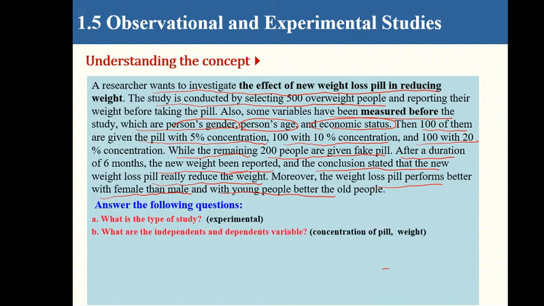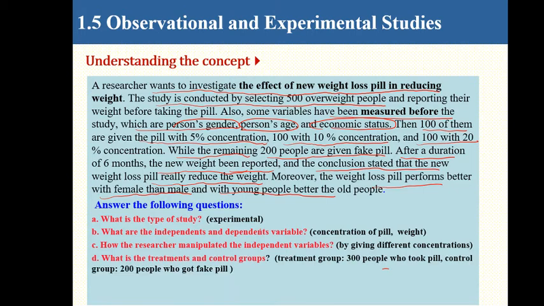Now, how do researchers manipulate the independent variable? They manipulated the independent variable, the concentration of the pill, by changing it, by giving different concentrations. So what are the treatment and control groups? The treatment group is the guys taking the pill, and the control group are the ones who didn't take the pill. So the treatment group is the 300 people who took the pill, and the control group is the 200 people who got the fake pill.